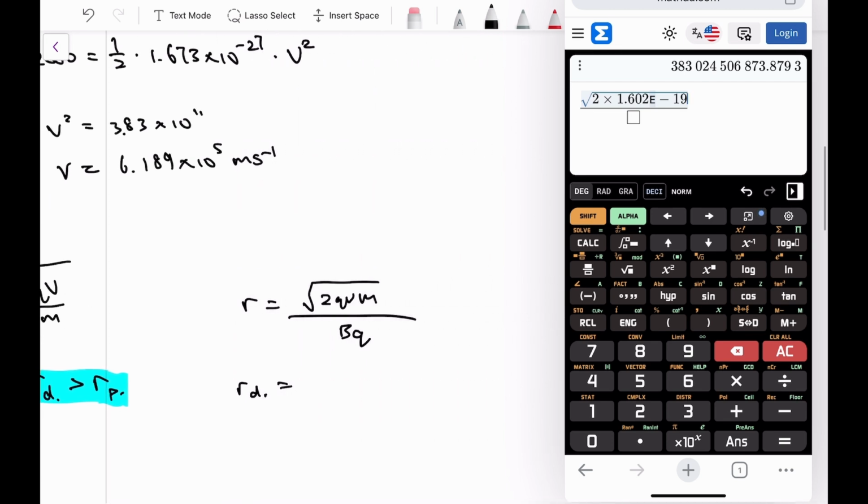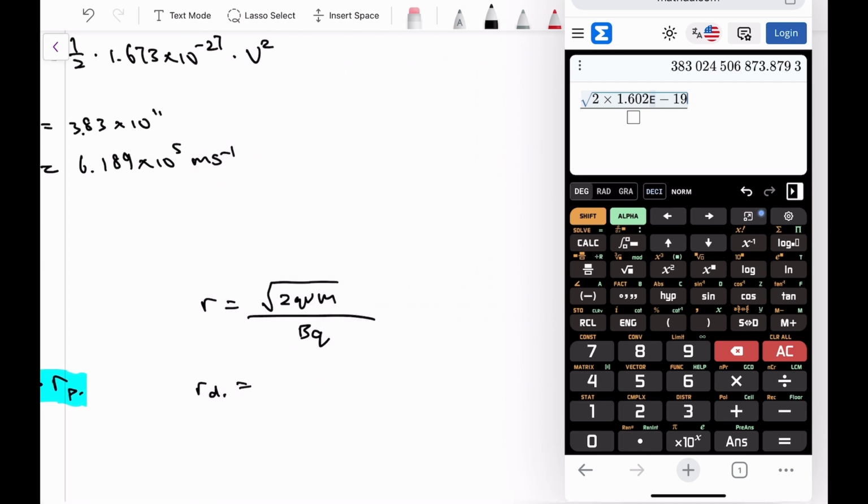Oh, that's the potential. Yeah, that's a potential. So 2000 and then times the mass. Now the mass, what would be the mass of a proton? I'm going to use the atomic mass unit. So 2 times the atomic mass unit.